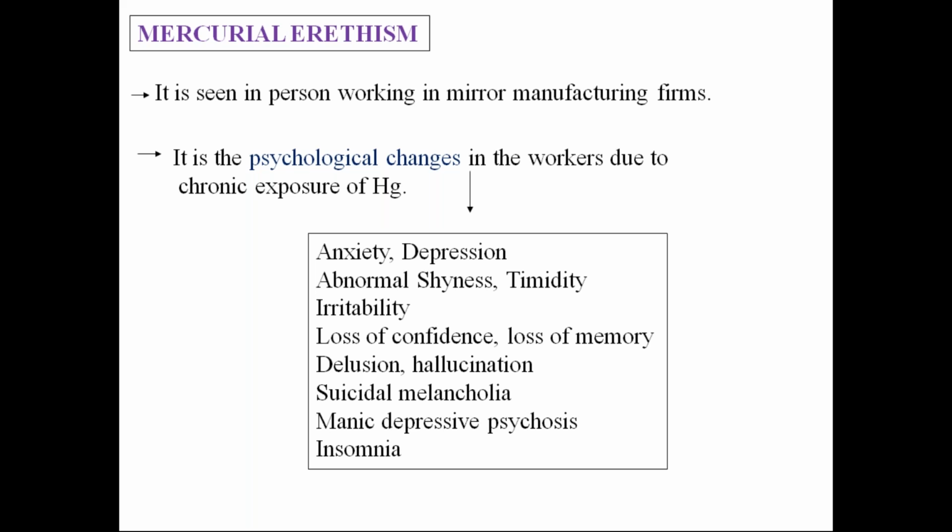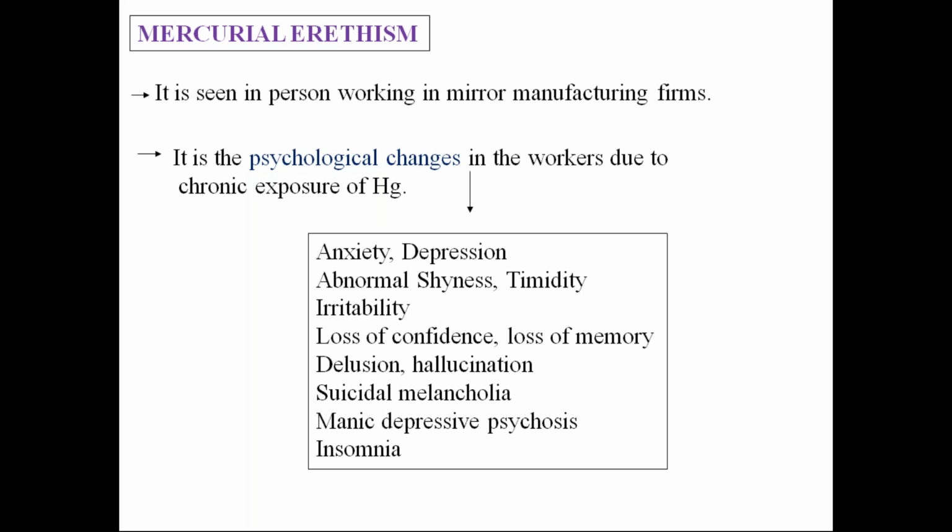Mercurial erethism. Mercurial erethism is seen in workers in mirror manufacturing firms, the mirror industry. It is a psychological change in the workers due to chronic exposure to mercury. So more CNS effects are seen in mercurial erethism, where the patient will have anxiety, depression, abnormal shyness, timidity, irritability, loss of confidence, loss of memory, delusion, hallucination, suicidal melancholy. Melancholy is severe depression, and manic depressive psychosis, and then loss of sleep, insomnia.